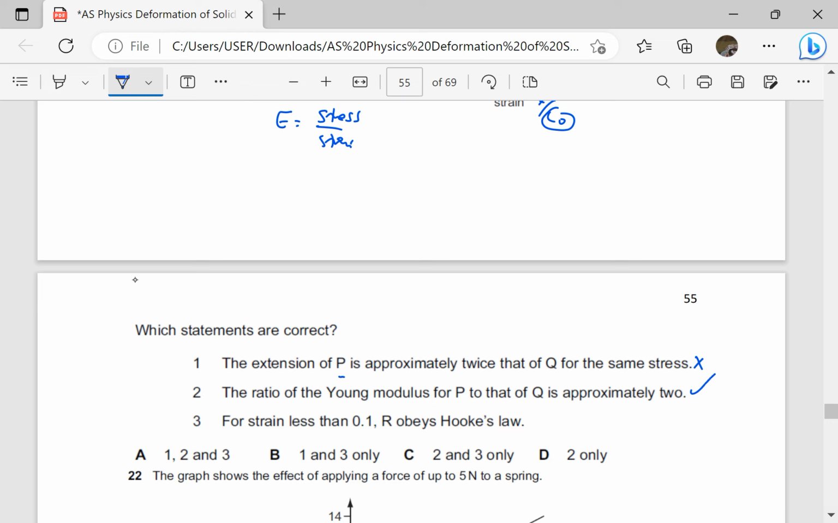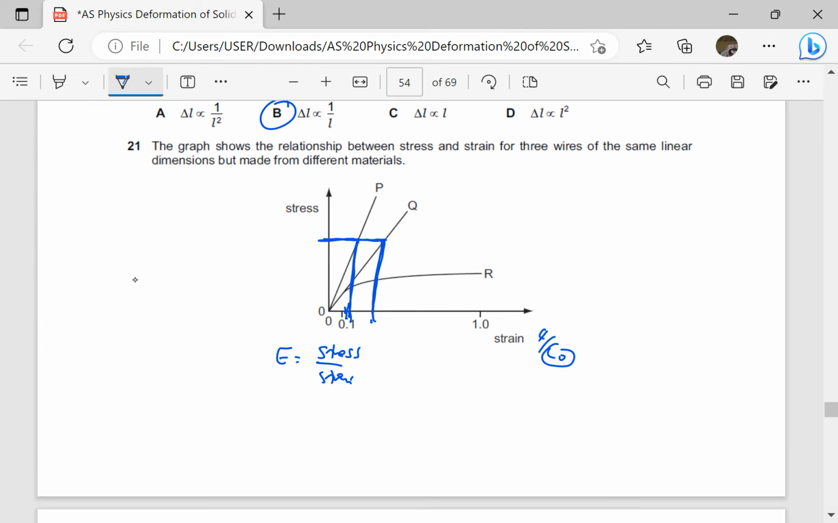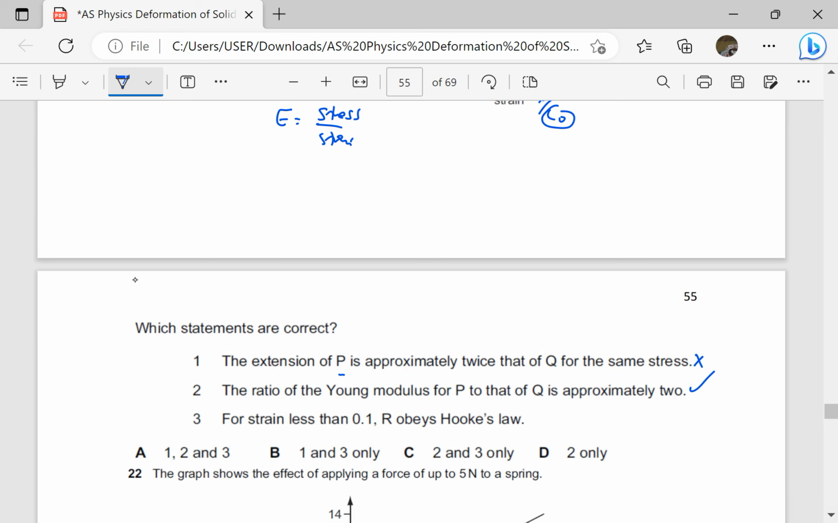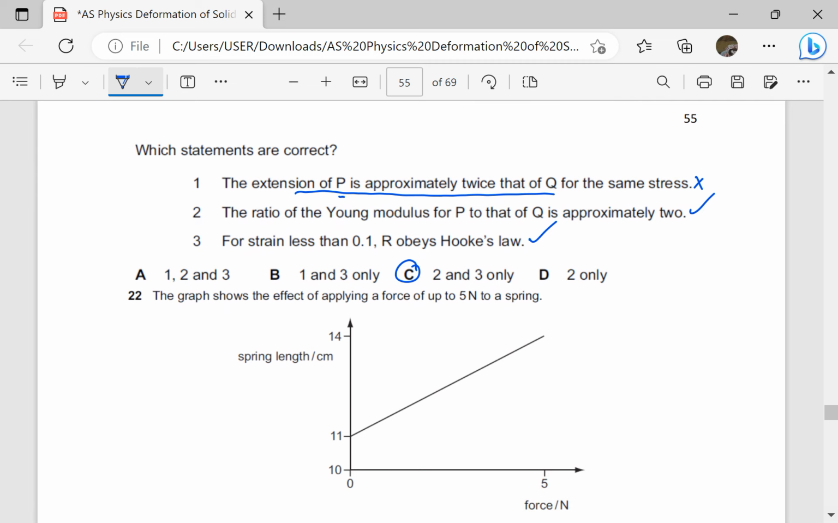For strain less than 0.1, R obeys Hooke's law. Let's check. For strain less than 0.1, somewhere here, it is a straight line. That is very true. Stress is directly proportional to strain. R obeys Hooke's law. So this is correct. So the answer is going to be C, 2 and 3 only. We have seen the first one: the extension of P was half that of Q, so this was not correct.